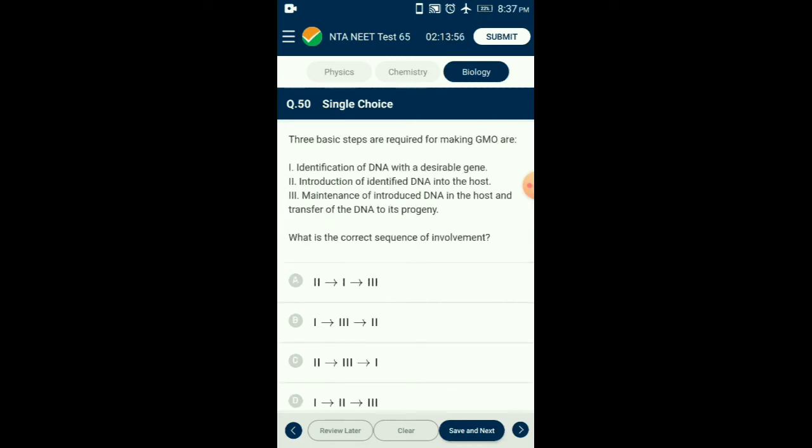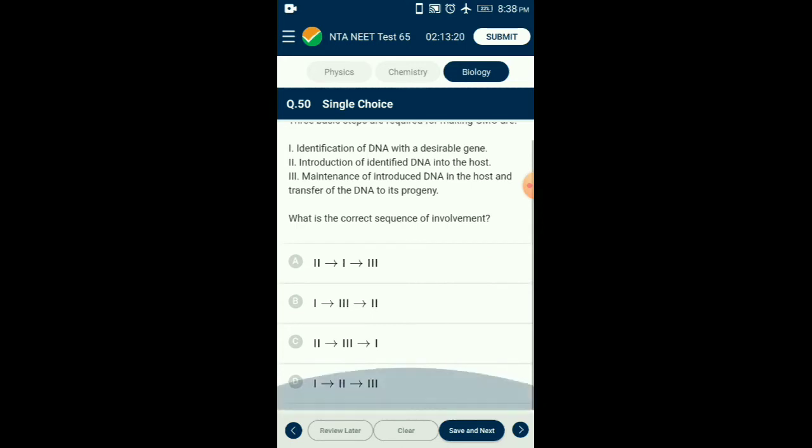Question number 50. Three basic steps are required for making a GMO. GMO means genetically modified organisms. What is the correct sequence of involvement? For genetically modifying an organism, a specific desired gene is to be isolated. This desired gene should be introduced in a specific host cell where it can multiply and get transferred to all of the progeny cells. So the correct sequence is option D. 1 is followed by 2, 2 is followed by 3.